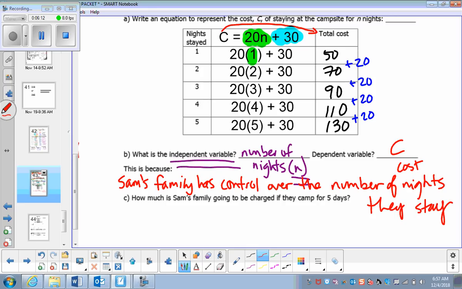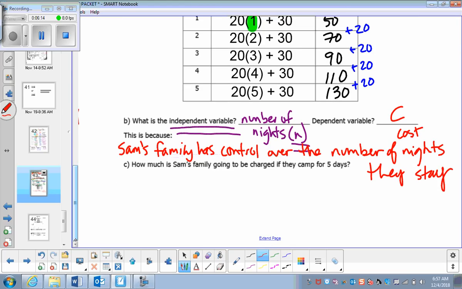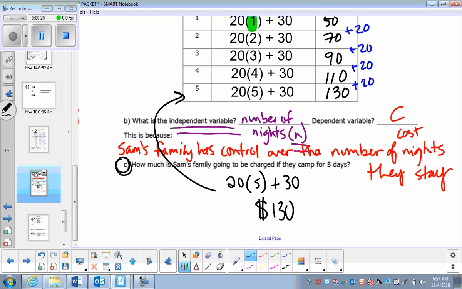Now part C is kind of the new 7th grade task. Actually, sorry, excuse me. Part C, this is still 6th grade. You take the 20, you plug in the 5, you add the 30. This is from up here in the chart, and we'd get that it would be a total of $130. In this situation here, we simplify.